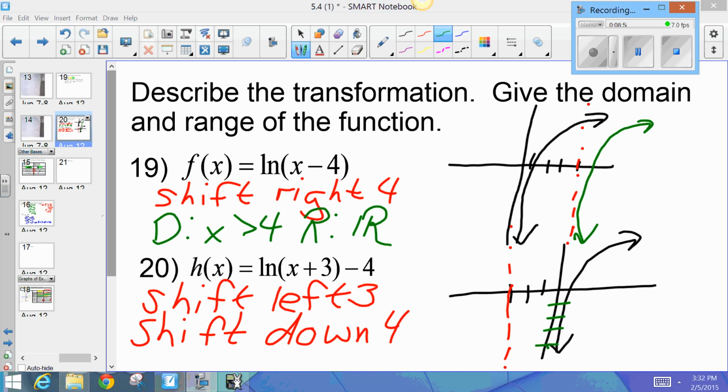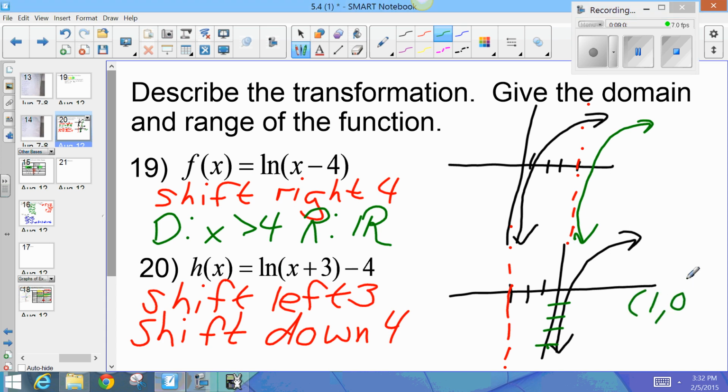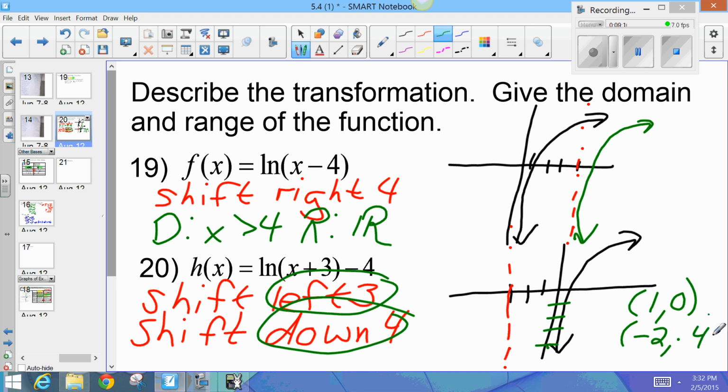All right, one more time. That point that is at (1, 0) is moving to the left 3 and down 4. So it's going to be 1 subtract 3, it's going to go to negative 2, negative 4. It's going left 3 and down 4. So that's 1, 2, and then down here. So it's going through this point. It has a vertical asymptote at negative 3.